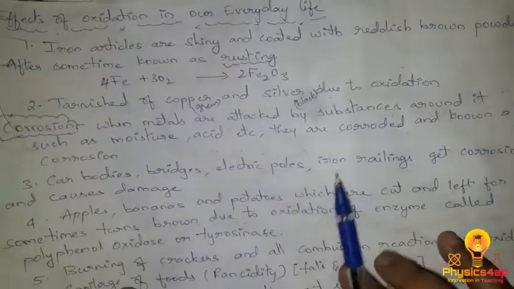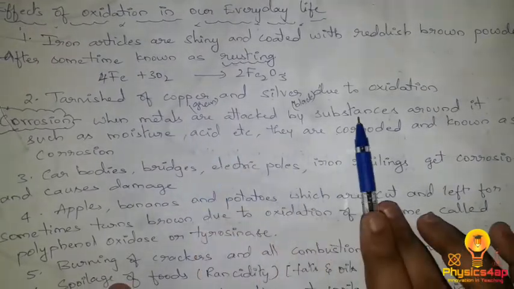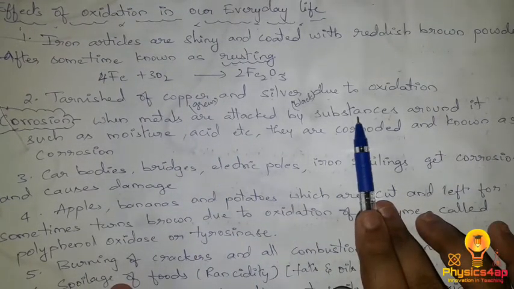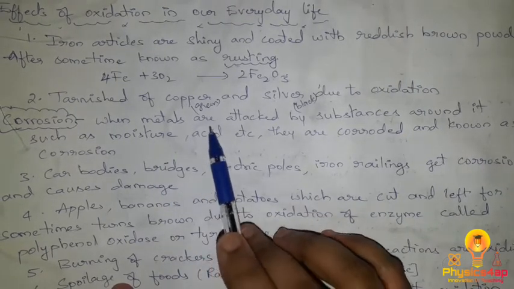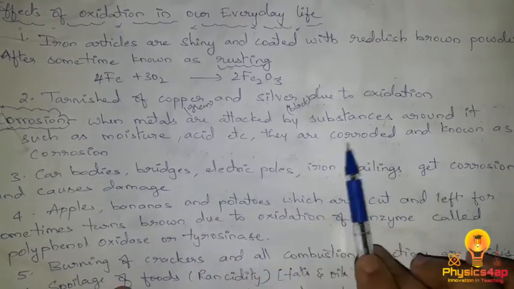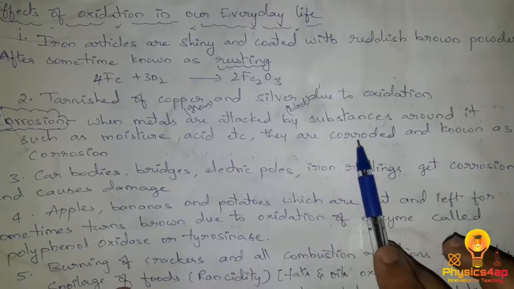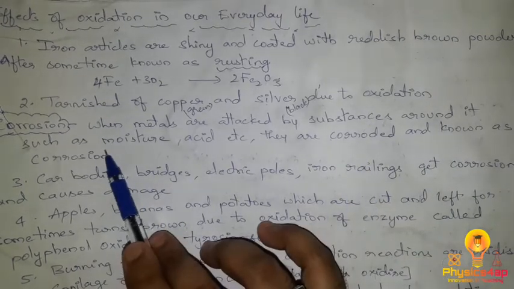So when any metals are being attacked by a substance around them, it could be attacked by moisture, or by acid, or by any other chemicals. They are being corroded, and this process is called corrosion over here.